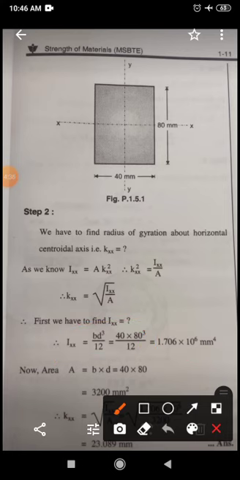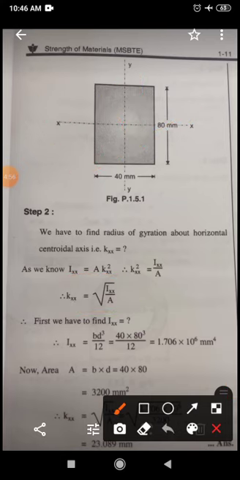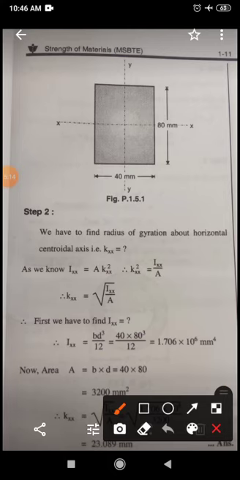Now we have the formula for radius of gyration, that is kxx equals root of Ixx upon A. Therefore we first have to calculate the area. Area for a rectangle is base into depth, or width into depth. We have that formula over here. You can see 40 into 80 equals 3200 millimeter square, which is the area of that rectangle.